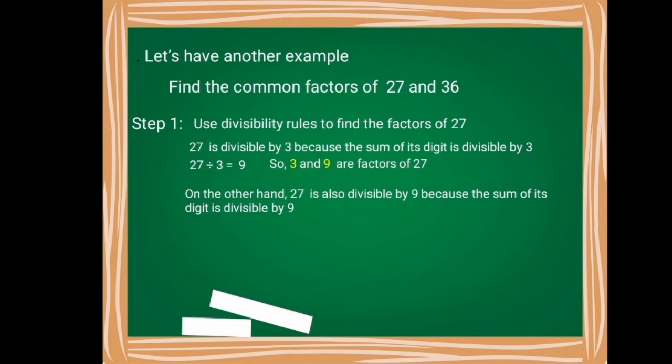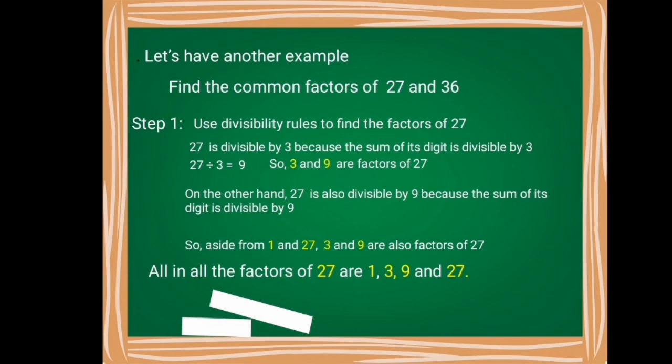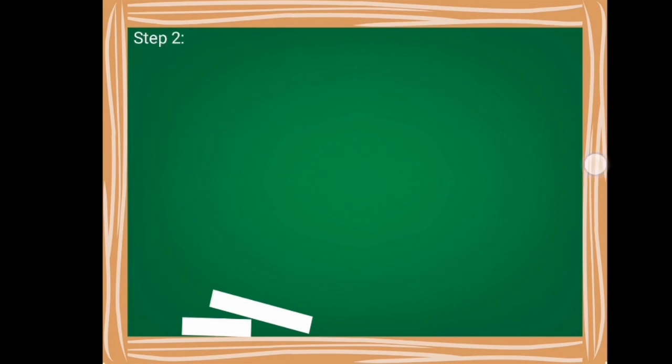Wala na. On the other hand, 27 is also divisible by 9 because the sum of the digits is divisible by 9. Okay. So, aside from 1 and 27, 3 and 9 are also factors of 27. All in all, the factors of 27 are 1, 3, 9, and 27. So, nakuha na natin ang factors ng 27. Let's move to step 2.